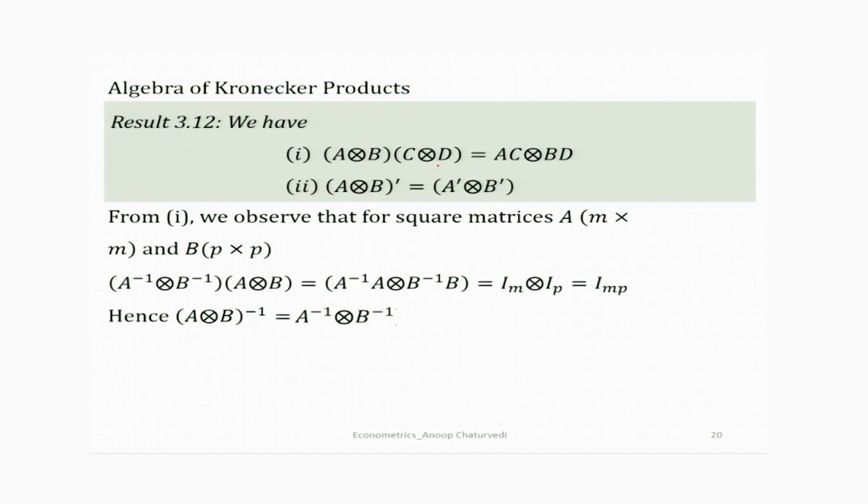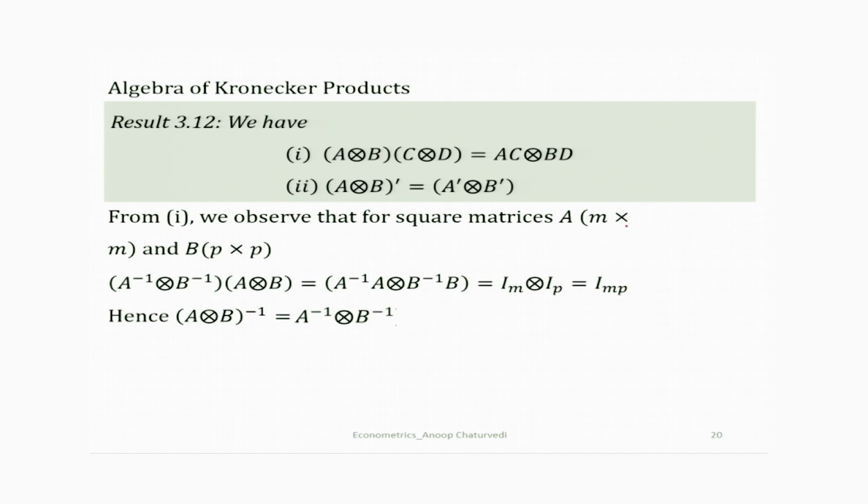Say, suppose you have 4 matrices A, B, C and D, then (A Kronecker product B) into (C Kronecker product D) is equal to AC Kronecker product BD. Of course, we assume that the simple product of matrices A and C is possible and the simple product of matrices B and D is possible. Then (A Kronecker product B) transpose is equal to A transpose Kronecker product B transpose.